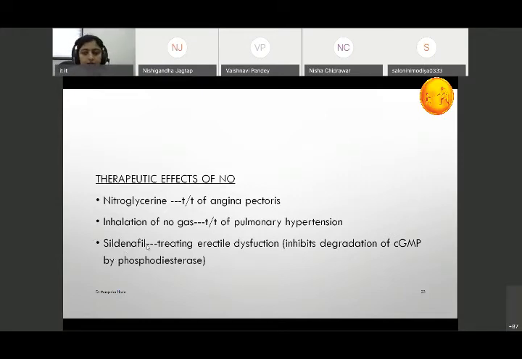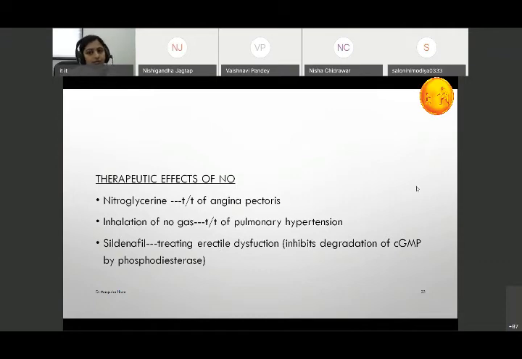Sildenafil. This is a drug which is helpful in the formation of cyclic GMP from nitric oxide. It is helpful in treating erectile dysfunction because it inhibits degradation of cyclic GMP by phosphodiesterase. Hence, we can use it in erectile dysfunction.